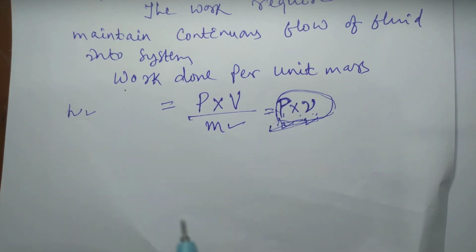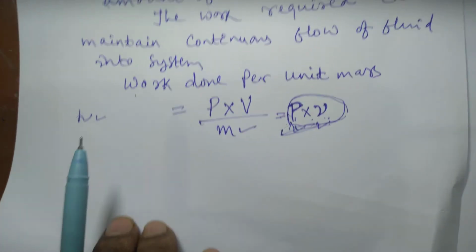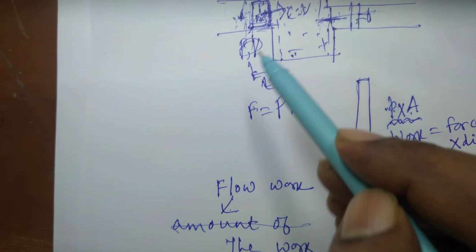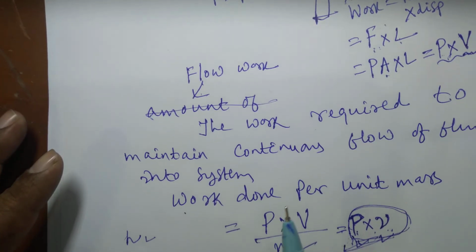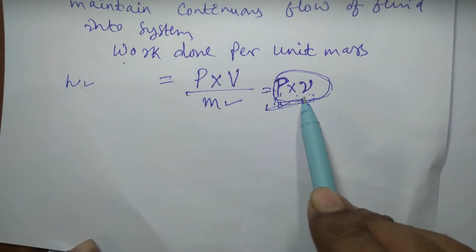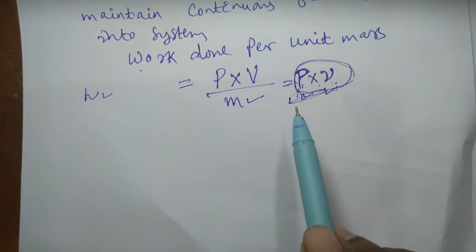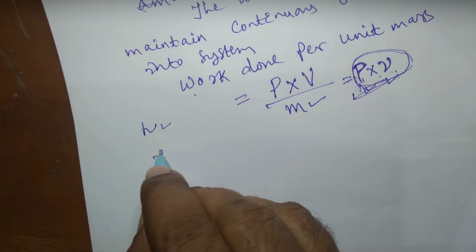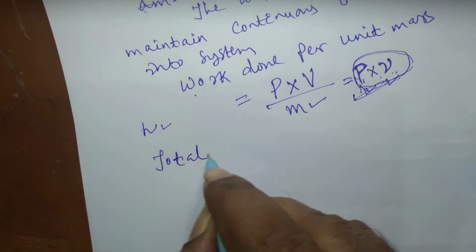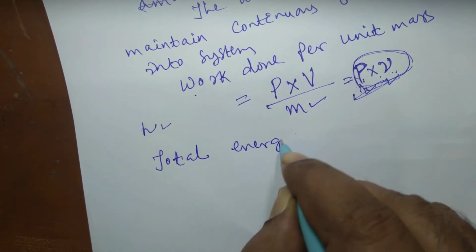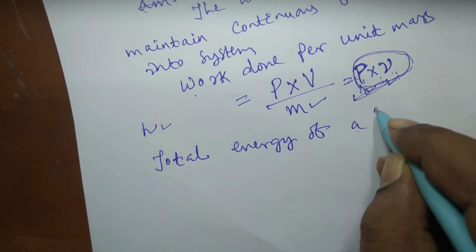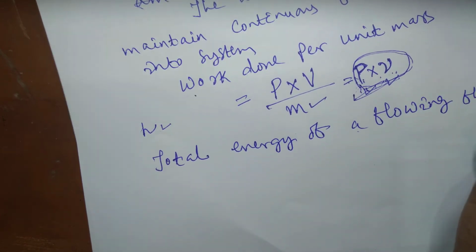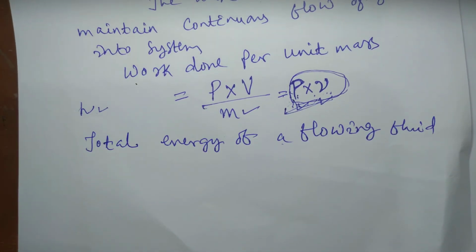Next, the value remains the same whether you calculate this flow work at the inlet or outlet, and that value is nothing but the product of pressure and the specific volume of fluid. And then, total energy of a flowing fluid.